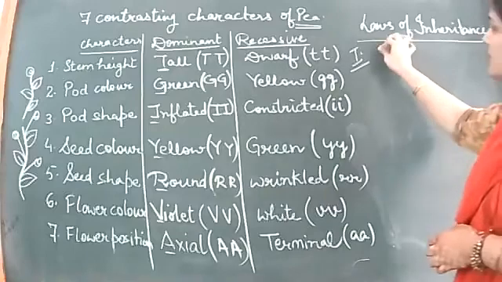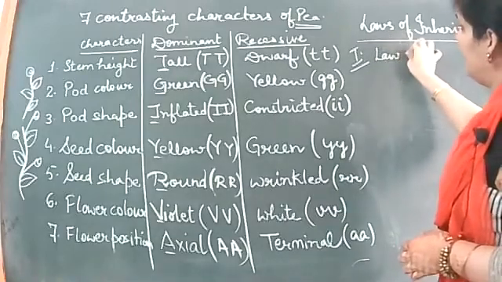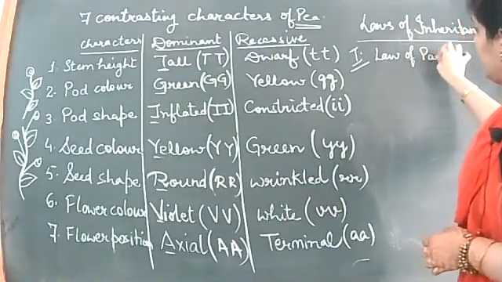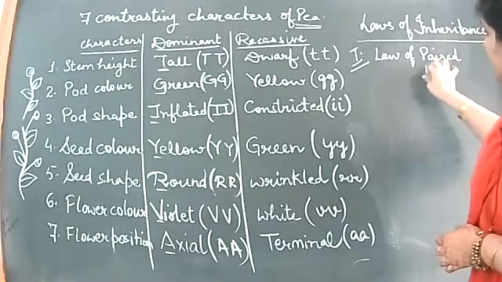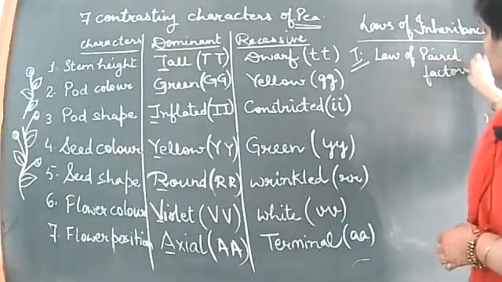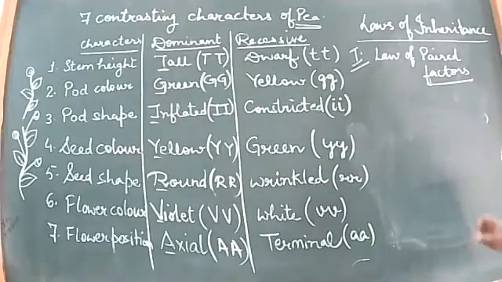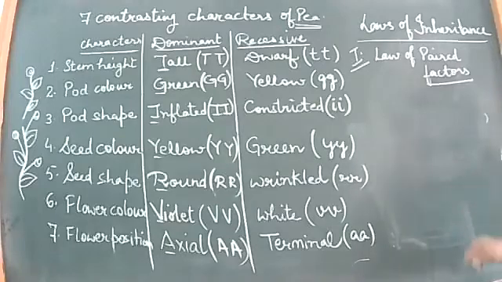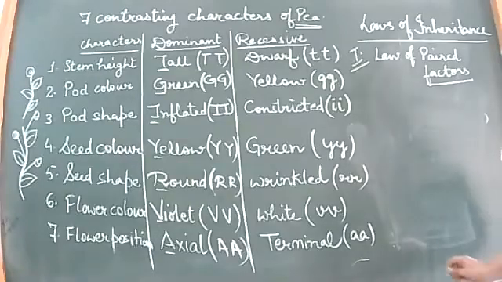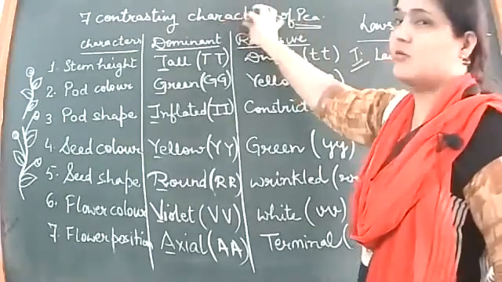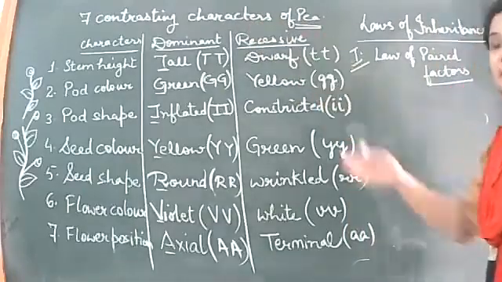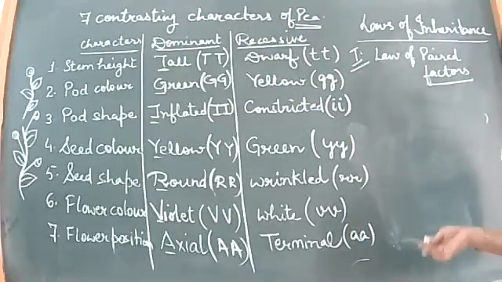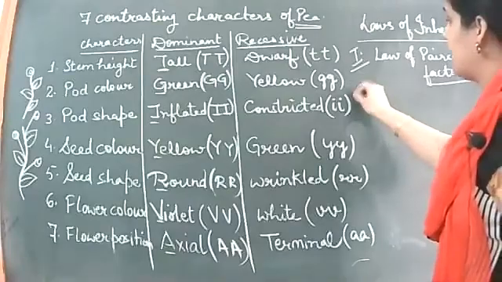According to him, the first law is the law of paired factors. In Mendel's language, he used the term factors for genes. He did not say genes; he used the word factors. Genes is the modern term for us. And he also used to say characters in the form of trait. Okay, trait.